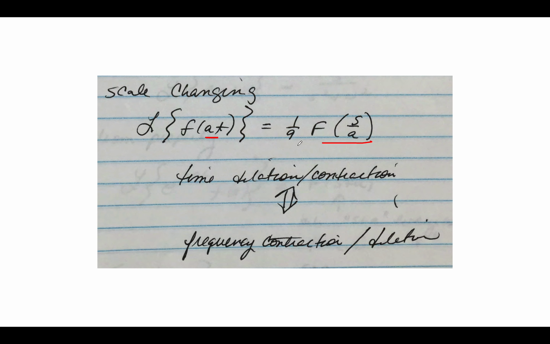So if you double the t variable, so if it was f(2t), then in the frequency domain that's s over 2. So time is growing, frequency is shrinking, and vice versa if you had the other situation.